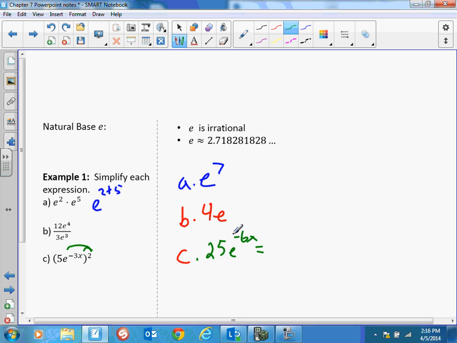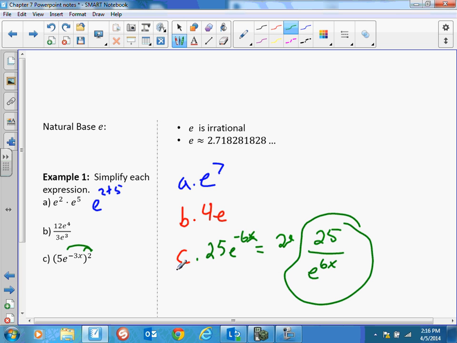Then from there, since you have a negative exponent right there, what you have to do is move it to the bottom. So it becomes 25 over e to the 6x. So that one's kind of tough. Just make sure when you have that number out in front, you put that as a power. Don't multiply. A lot of people like to do 5 times 2 and make it 10. You move it as a power, it becomes 5 squared. And then the exponents you multiply.